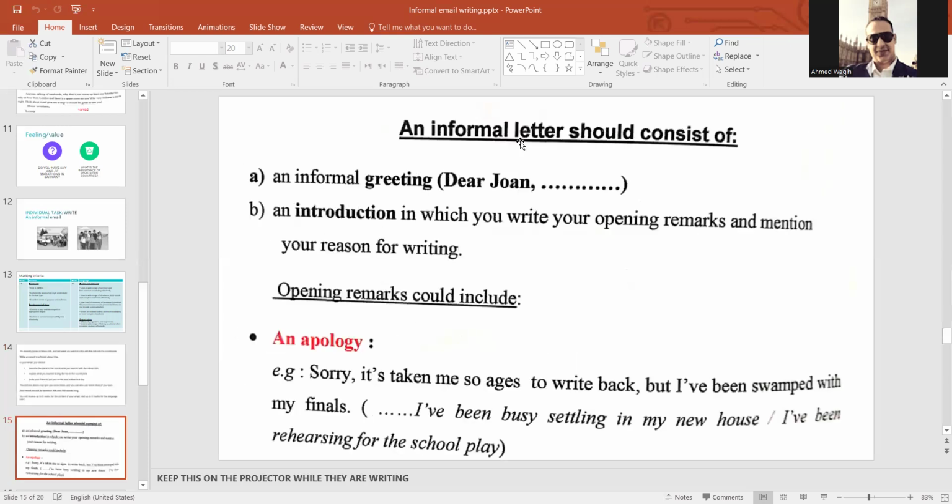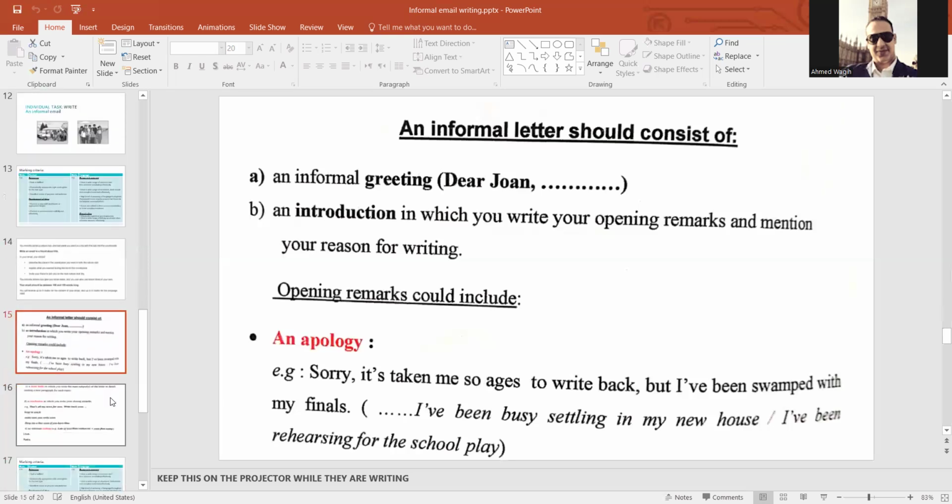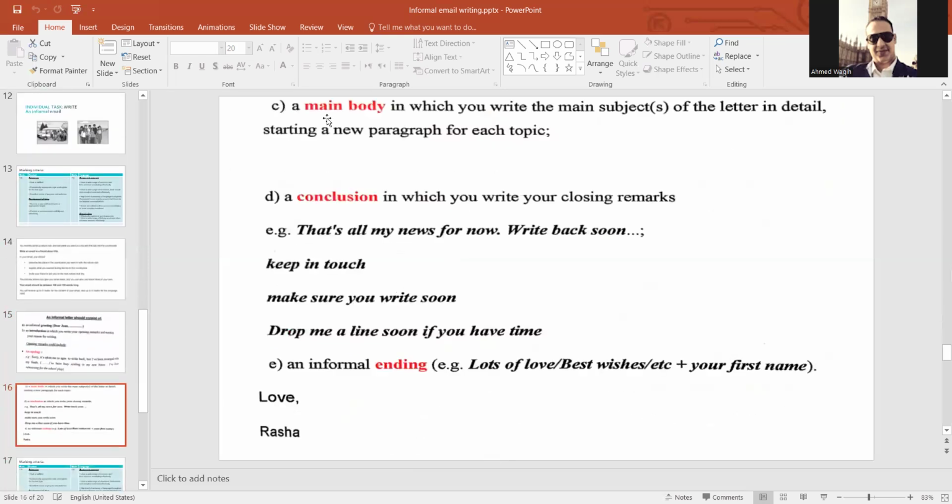If you want to write an informal letter, let me revise again or summarize what I mentioned from the beginning. You need an informal greeting. You need an introduction in which you write your opening remarks and mention your reason for writing. These are examples of opening remarks, like, sorry, it's taken me ages to write back, but I've been swamped with my finance, or I've been busy settling in my new house, or I've been rehearsing for the school play, whatever. You need to write a main body paragraph.